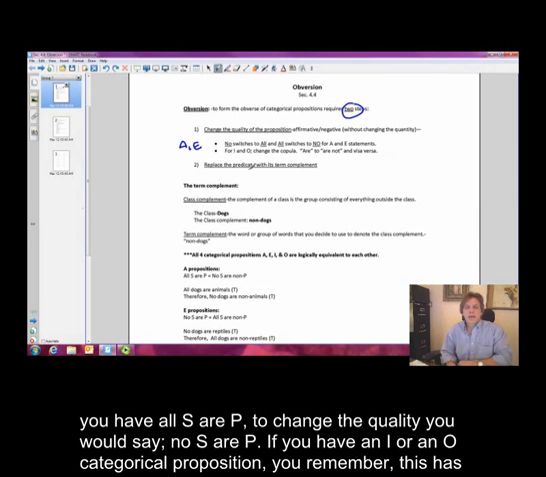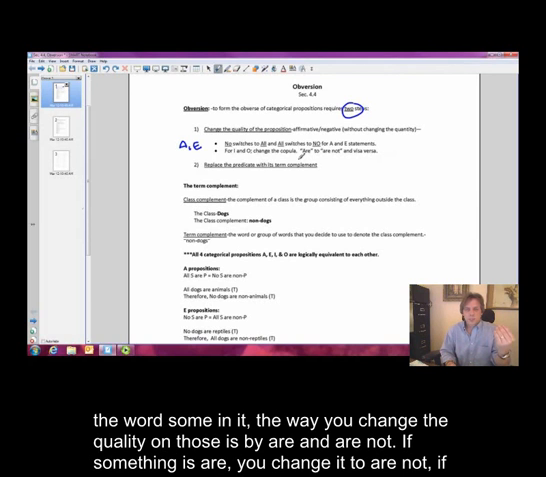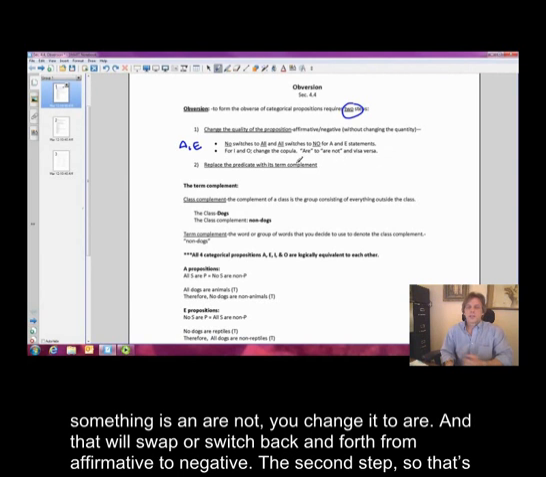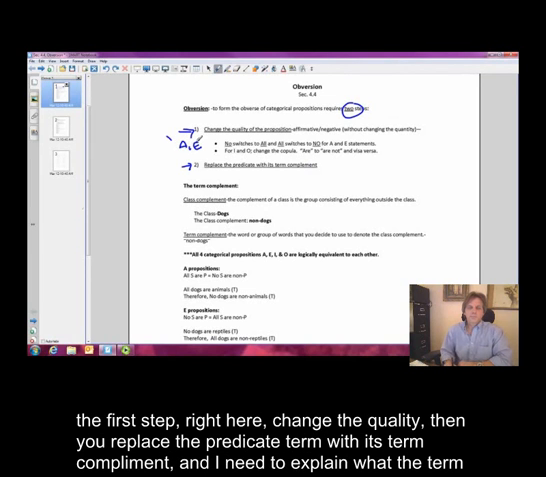If you have an I or an O categorical proposition, you remember this has the word some in it, the way you change the quality on those is by are and are not. If something's are, you change it to are not. If something is an are not, you change it to are, okay? And that will swap or switch back and forth from affirmative to negative.